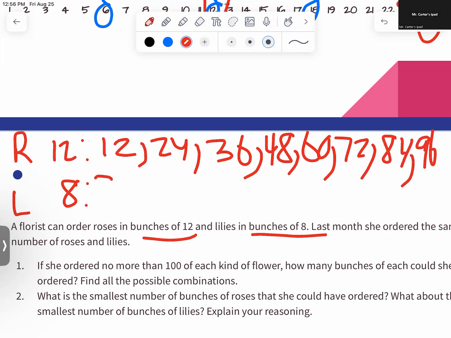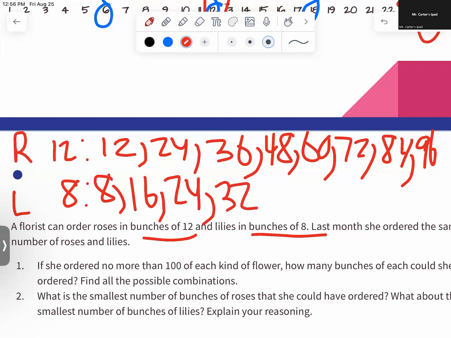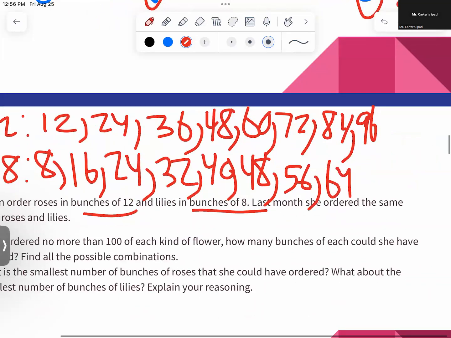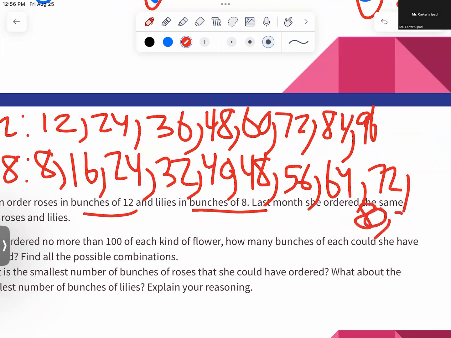All right, 8 times 1 is 8. 8 times 2 is 16. 8 times 3 is 24. 8 times 4 is 32. 8 times 5 is 40. 8 times 6 is 48. 8 times 7 is 56. 8 times 8 is 64. 8 times 9 is 72. 8 times 10 is 80. 8 times 11 is 88. And 8 times 12 is 96.